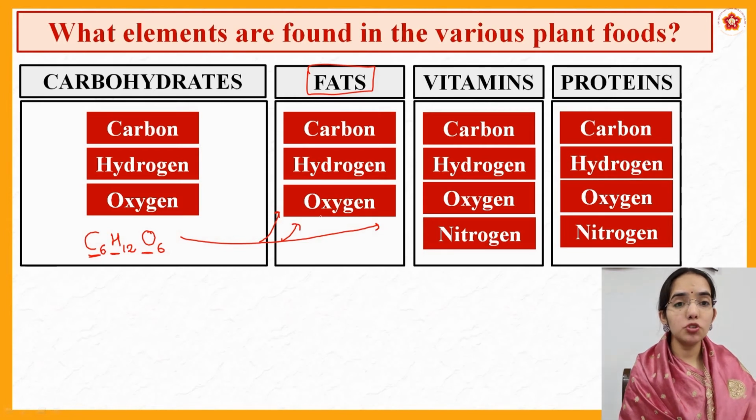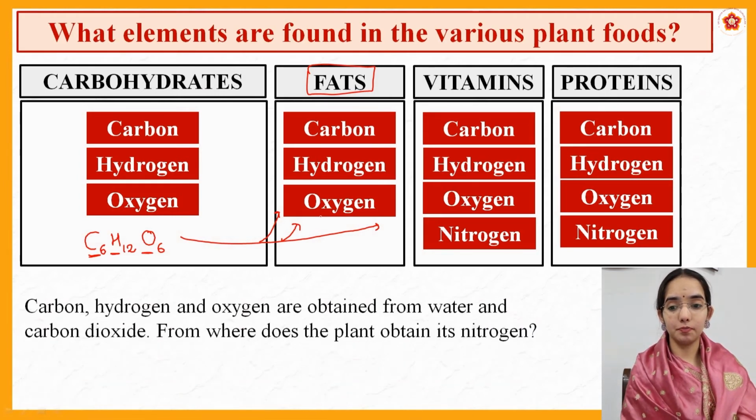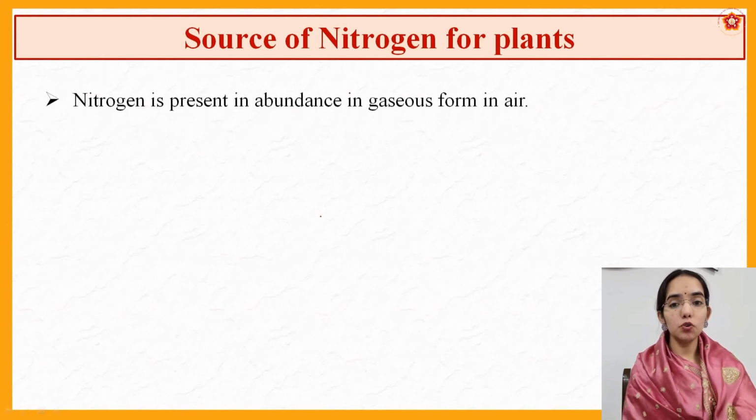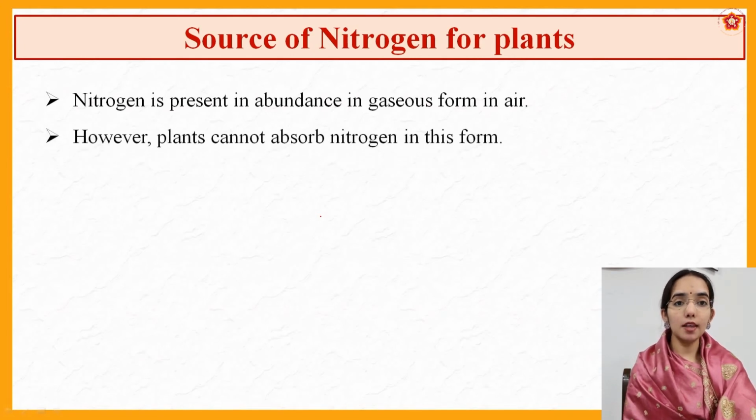But nitrogen, from where will the element nitrogen come in plants? So let's study about that. From where does the plant obtain its nitrogen? The sources of nitrogen for plants. Nitrogen is present in abundance in gaseous form in air. So in our atmosphere, nitrogen is in abundance. But the problem is that plants cannot absorb nitrogen in this form.